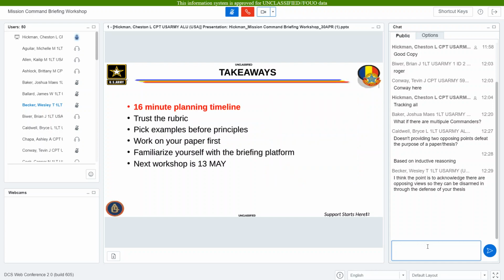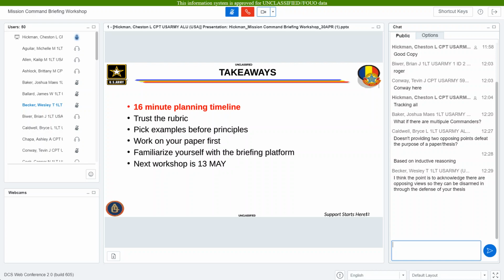So the key takeaways from this brief: 16-minute planning timeline. Trust the rubric. I recommend strategically placing your brief or ordering your slides in respect to how the rubric is laid out. Pick your examples before your principles.